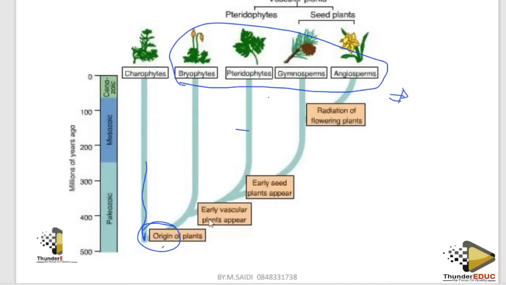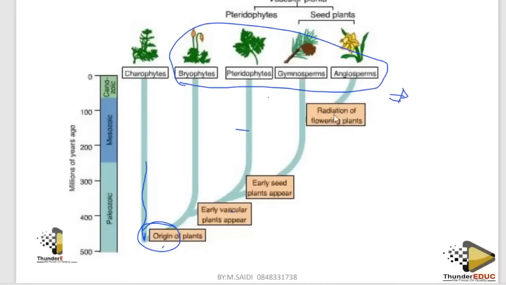So early vascular plant appears, meaning that this plant which went like this, the bryophyte, doesn't have a vascular bundle. Vascular bundle is xylem and phloem. Phloem, you remember, is responsible for transportation of manufactured food, and xylem is responsible for transportation of water and mineral salts. Now look, all these plants have a vascular bundle. All these plants are seed plants. These two, the gymnosperm and angiosperm, have seeds.